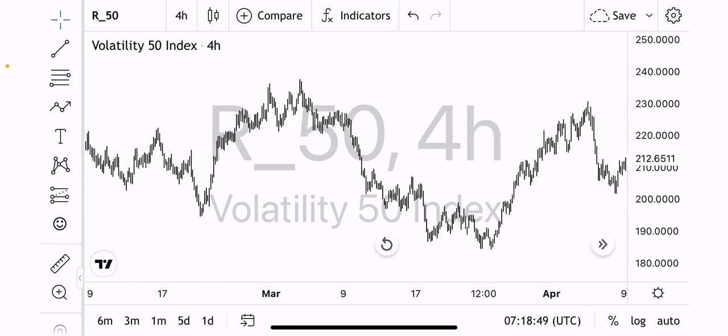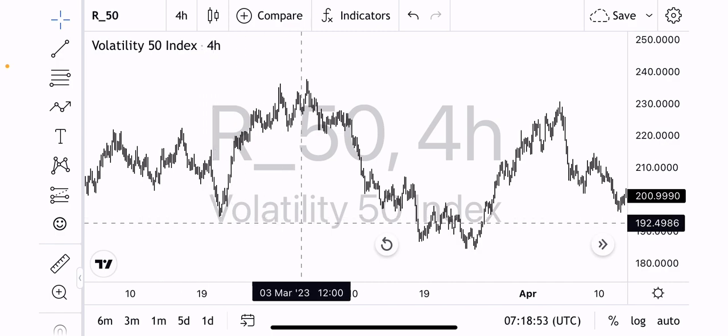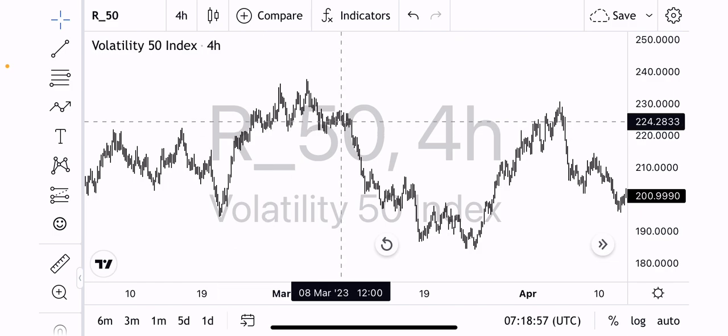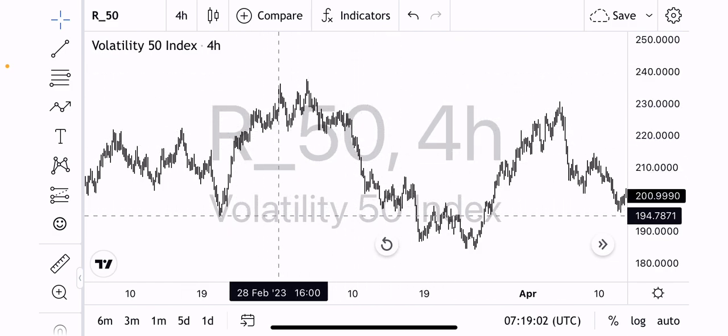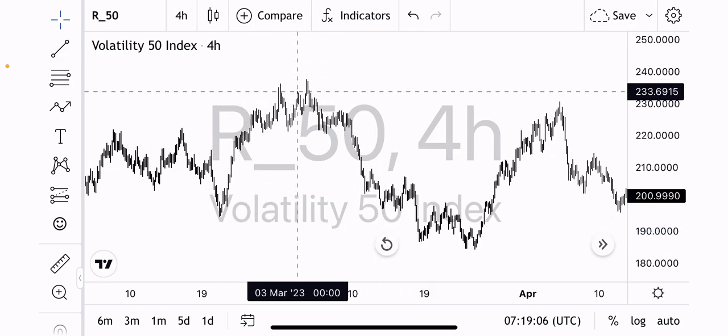Now, it was after we'd taken out our external liquidity, which is this, that the market had the strength to come back into this area, to come back into this sponsored candle. It was not until we took out this low that we had strength to come back into this candle.